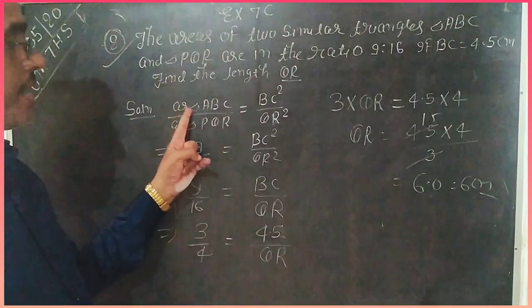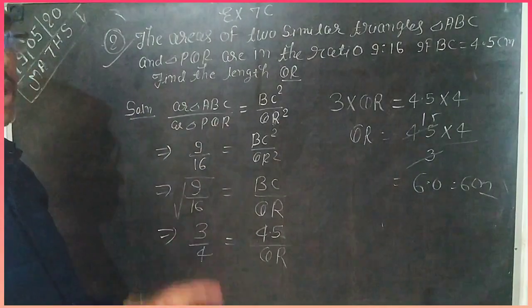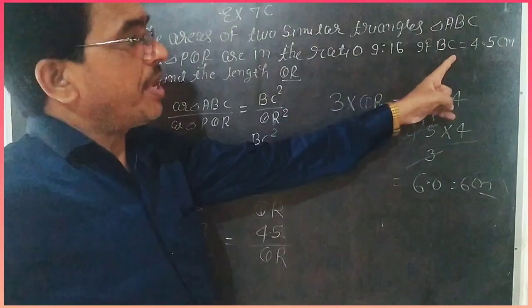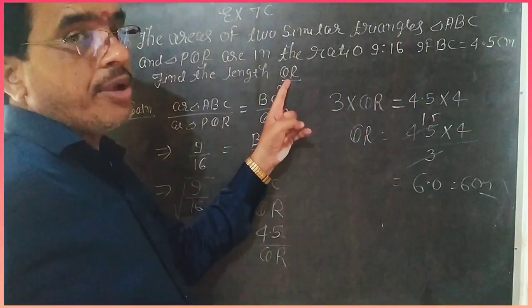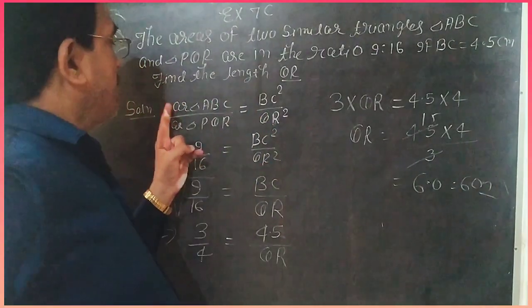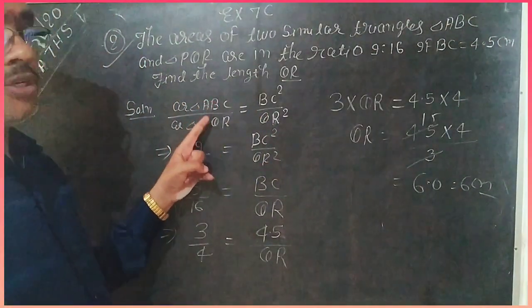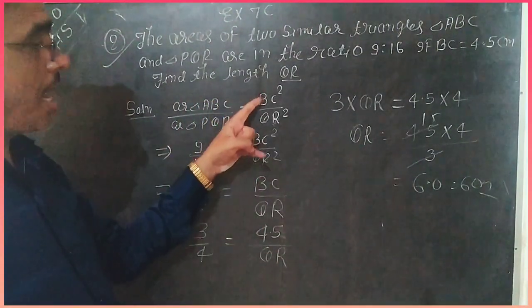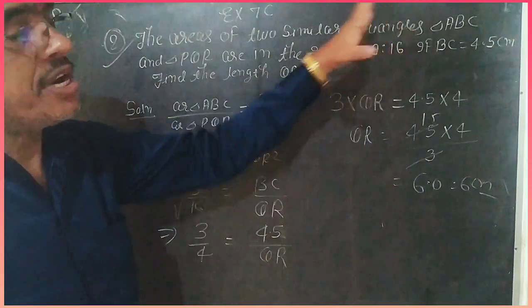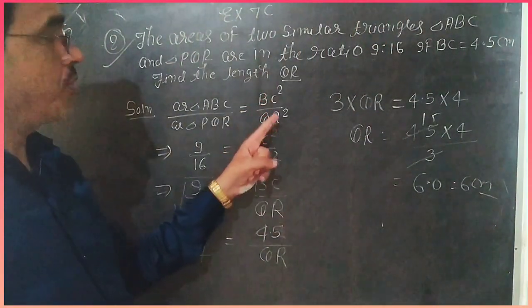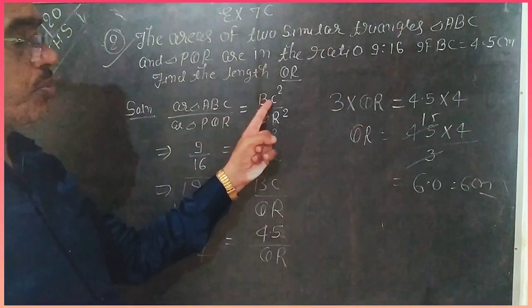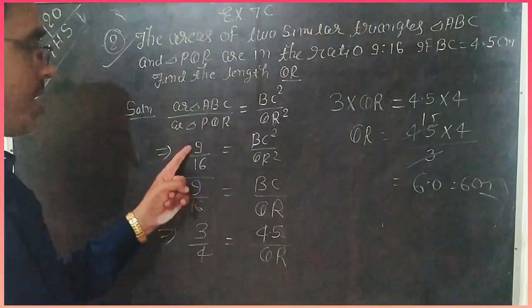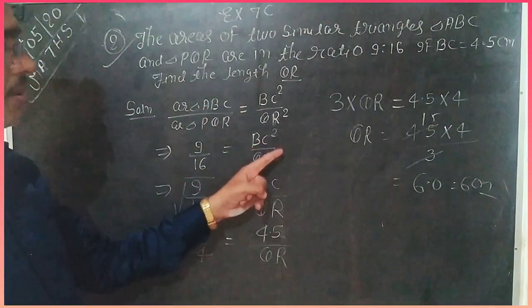So the area of triangle ABC by the area of triangle PQR is equal to the square of their corresponding sides. What is the corresponding side? BC is given, so you write BC square, and you have to find QR, so you write QR square. ABC is first, so write BC. PQR is second, so write QR. So 9 by 16 is equal to BC square by QR square.